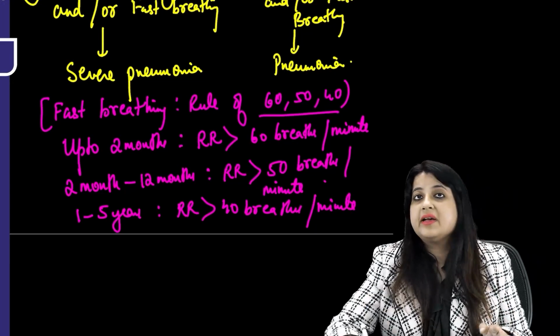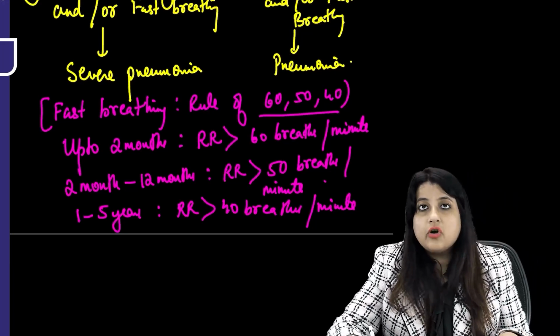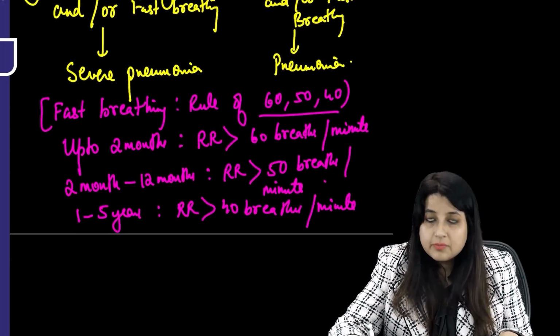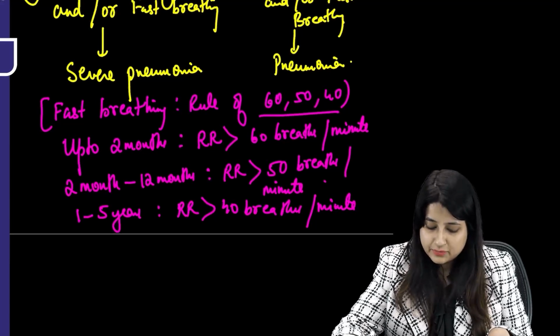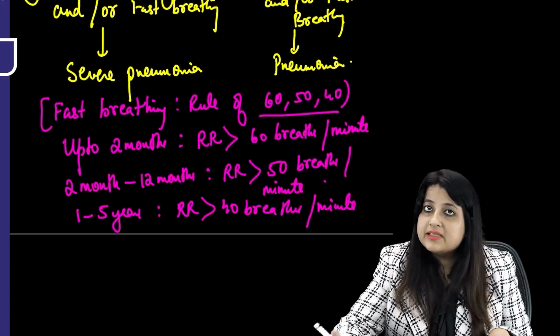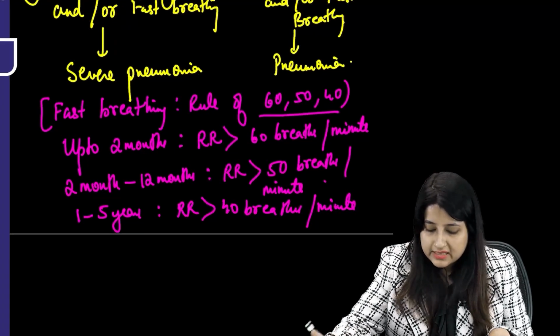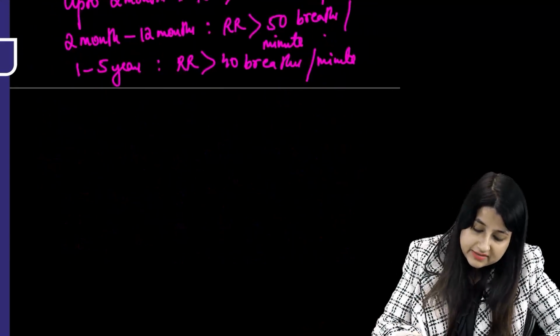This is very, very important. How will you assess that it's fast breathing? Here you're going to follow the rule of 60, 50, 40. If the baby is up to 2 months, a respiratory rate of more than 60 breaths per minute is fast breathing. 2 months to 12 months, more than 50, and 1 to 5 years, more than 40 breaths per minute. Next, you're going to have a third situation.